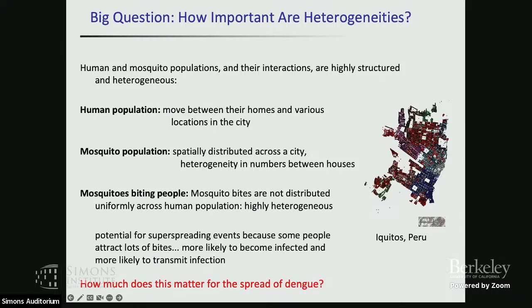So some people, and again, I'll talk more about this, attract lots of bites, are more likely to become infected, and more likely to transmit. So there's potential for super spreading events, and we'll characterize this a bit in a minute. So the question is, how much does this matter for the spread of dengue?